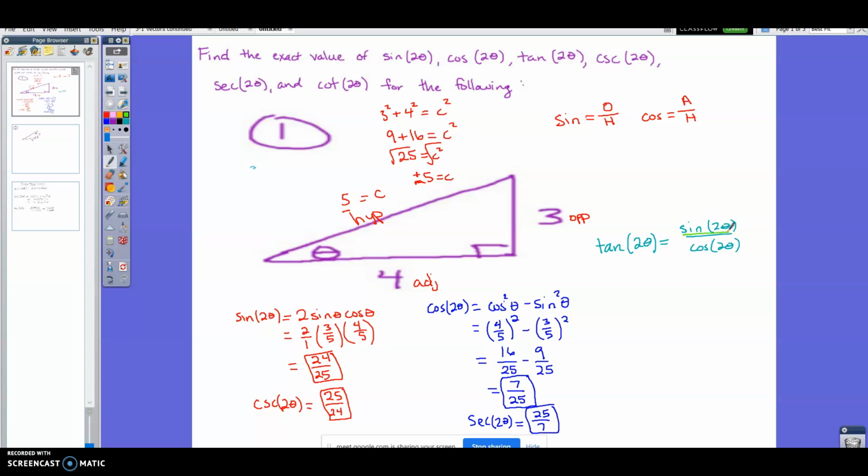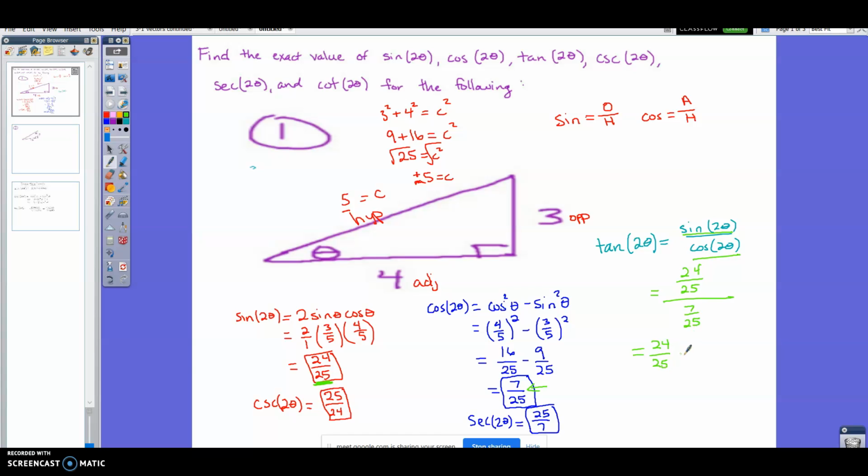So the sine of 2 theta, we get it from right here. So we have 24 over 25. And we're going to divide that by the cosine of 2 theta, which is right here, 7 over 25. So we have a fraction divided by a fraction. When you divide by a fraction, it's the same as multiplying by the reciprocal. So we keep, change, flip.